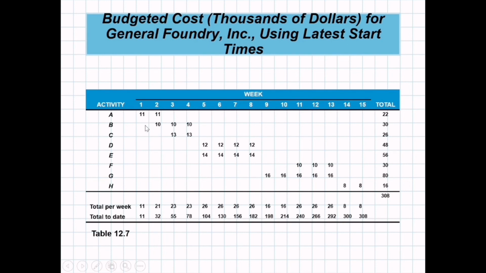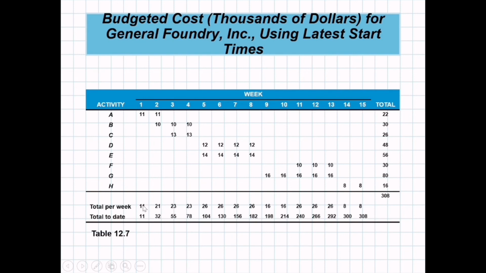So actually, it's the same as what I said earlier. It depends on when you want to budget it. So, the total here is $308,000 and this is per week. Okay? This is the amount per week that you will spend.